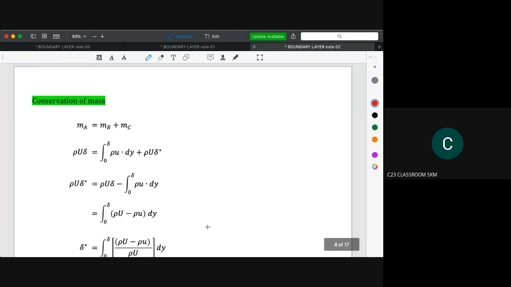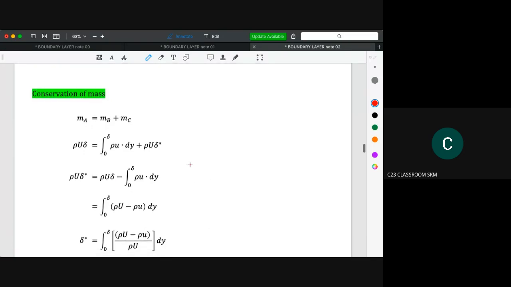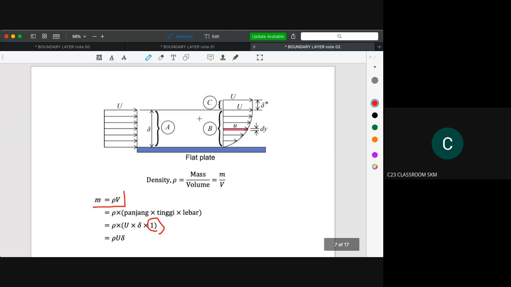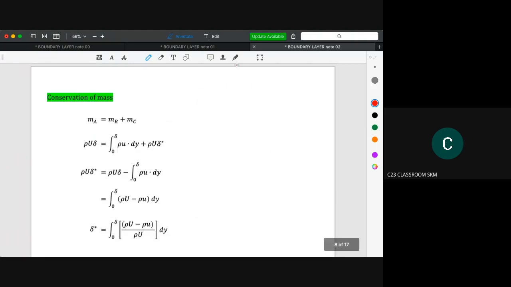So how to calculate the conservation of mass? The idea is we must make sure that the input is equal to the output. According to this diagram, this is the input and we have two outputs: the output from B and the output from C. The simple one is the mass for A, which can be written as rho, U, and delta.